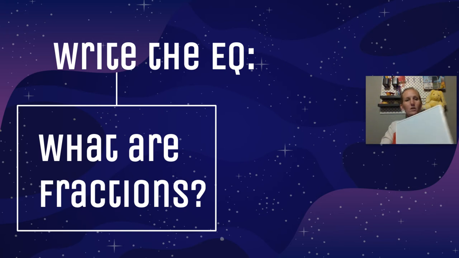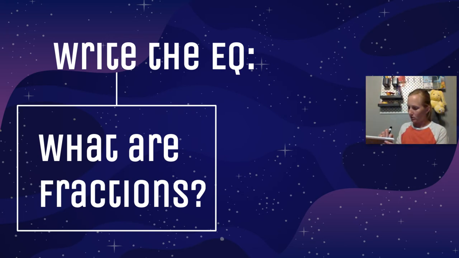All right. So the first thing, let's write the EQ on our papers. At the top, we're going to write the EQ. It is what are fractions today? Just a simple level 1 question today. What are fractions? Write that down. If you need extra time, pause the video. What are fractions? Write that at the top. If you need some extra time, go ahead and take it.